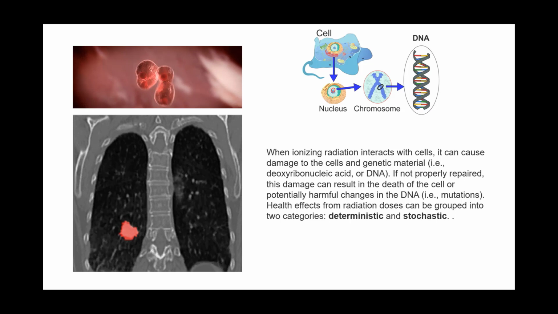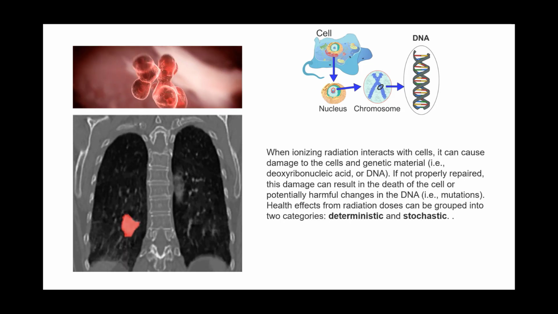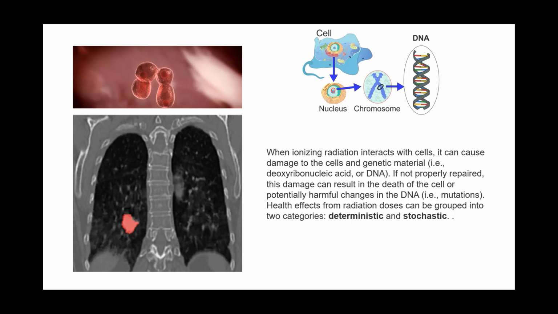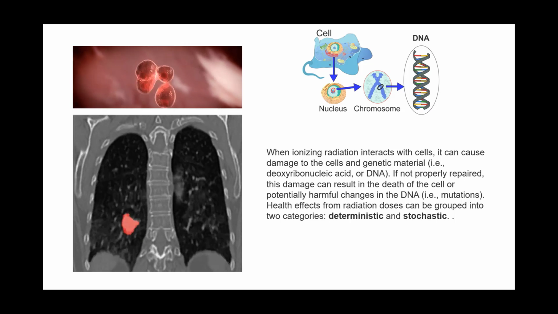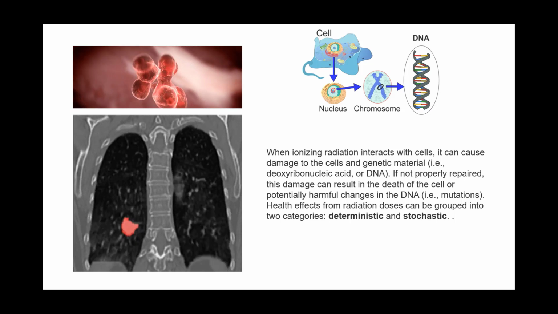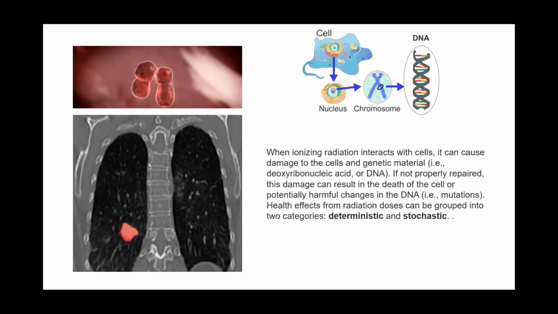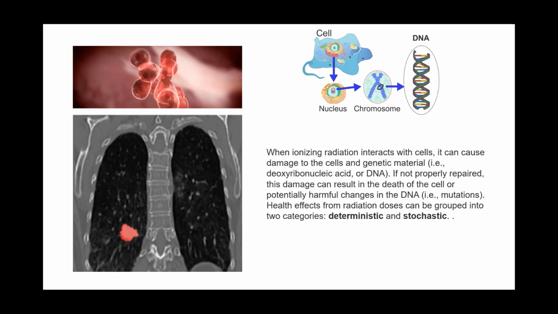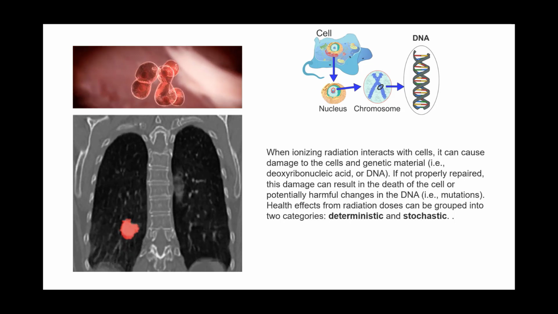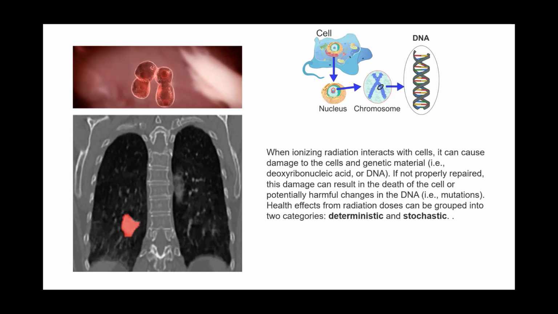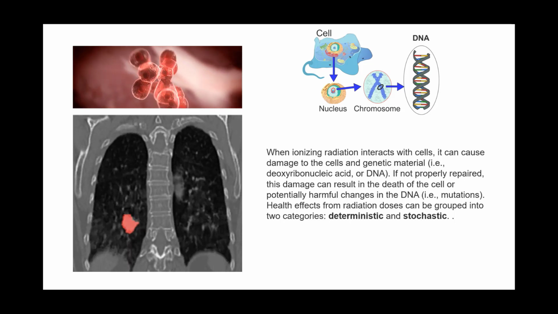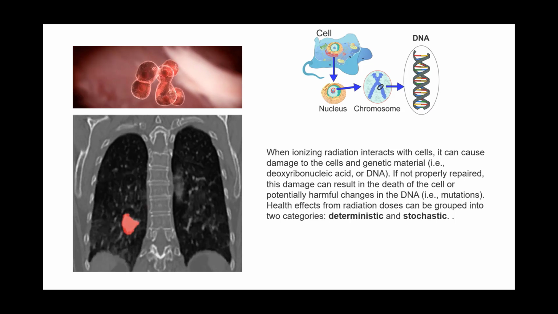Health effects from radiation doses can be grouped into two categories, as we talked about earlier, deterministic and stochastic. Deterministic means that we know with X amount of radiation, this is the outcome. With stochastic, it just says, with this amount of radiation, you could have a problem or you may not have a problem. It's either black or white. You did have a problem or you did not. It doesn't give us a percentage. It doesn't give us an outcome.